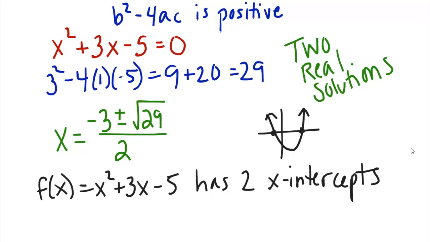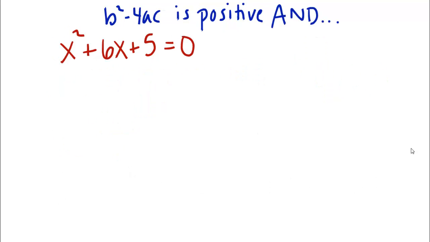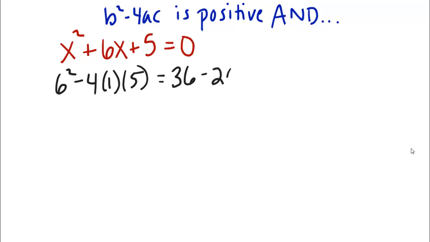Let's look at one more example where our discriminant is positive. Notice, now we have our discriminant is positive and something else. Let's see what our discriminant is. b squared minus 4ac is 36 minus 20, which is 16. So it's positive, so I know we're going to have two real solutions, but let's actually find them.